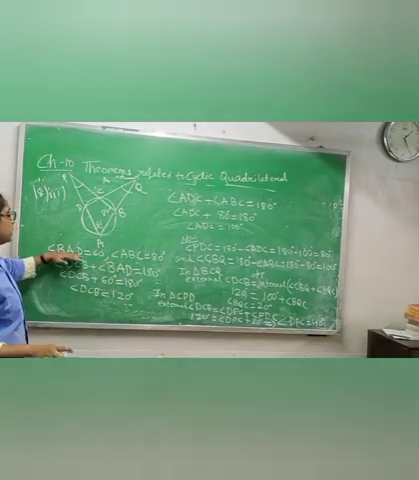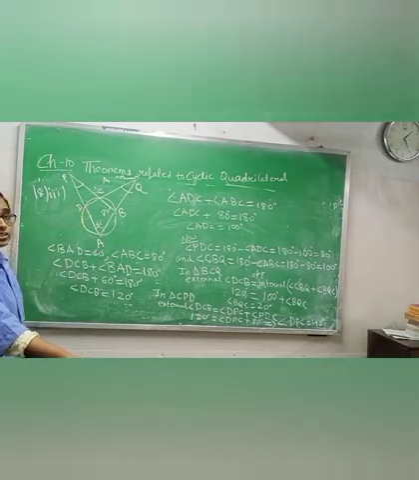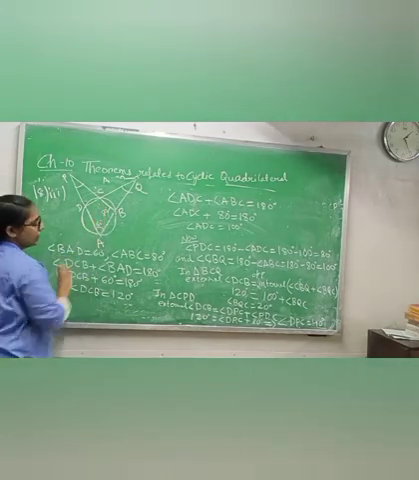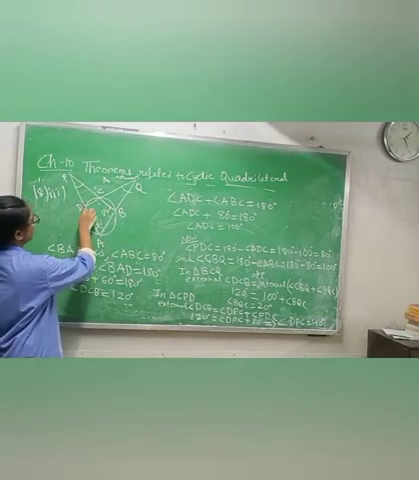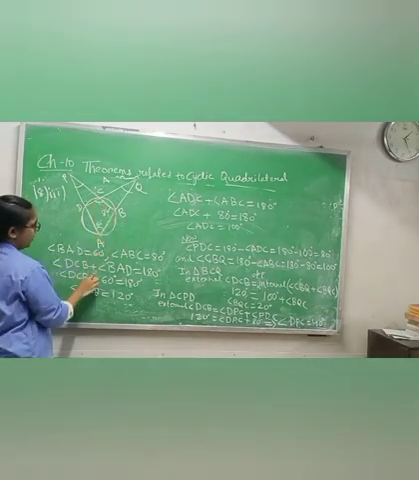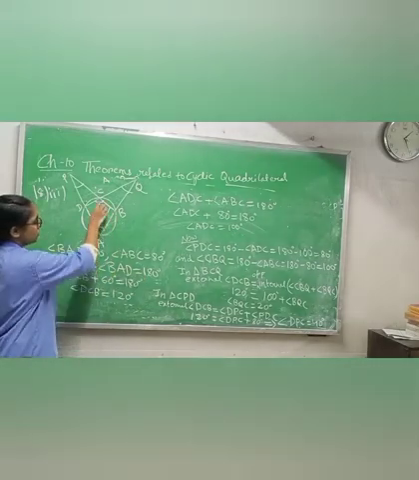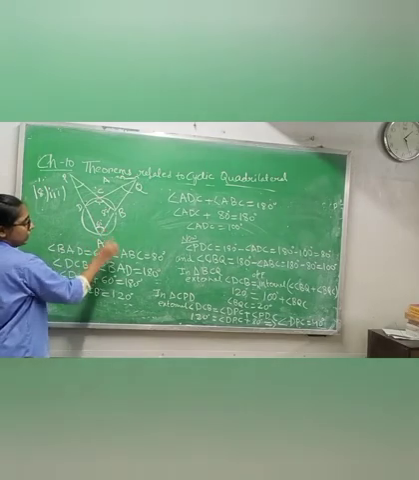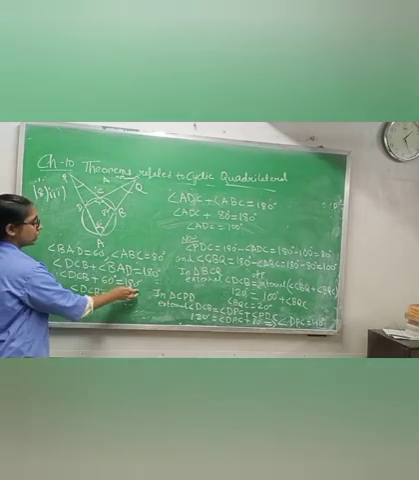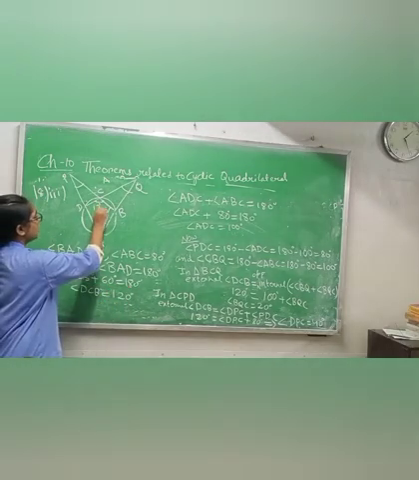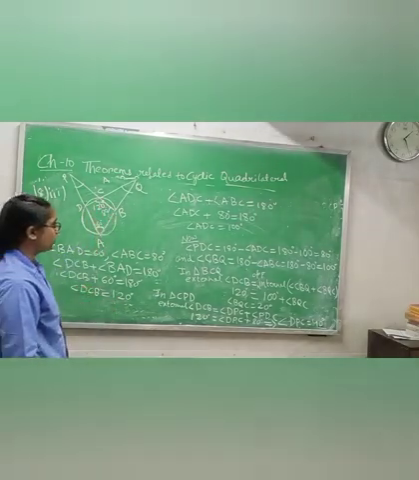First, the given things I am writing: BAD is 60 degrees, ABC is 80 degrees. Now you know that it is a cyclic quadrilateral, which means the sum of the opposite angles will be 180 degrees. That is why I have written angle DCB, this angle, plus angle BAD, this angle, will give you 180 degrees, because they are opposite angles in a cyclic quadrilateral. Now I know the BAD value is 60 degrees. This 60 will go, it will become 120 degrees. So I am getting DCB as 120 degrees.